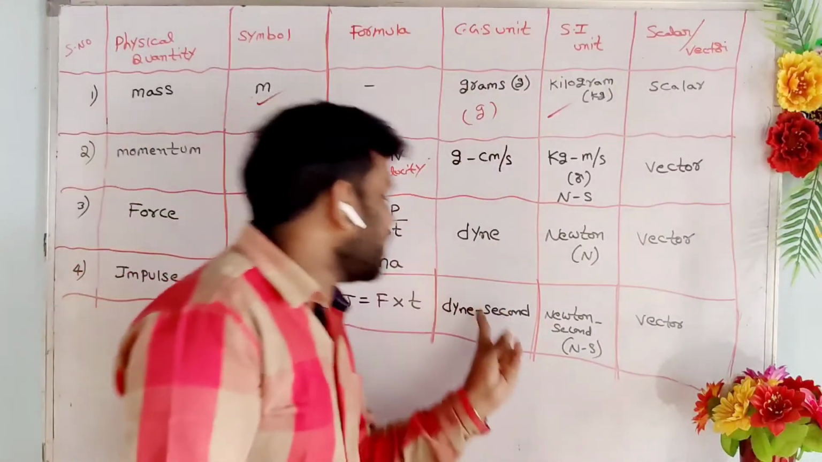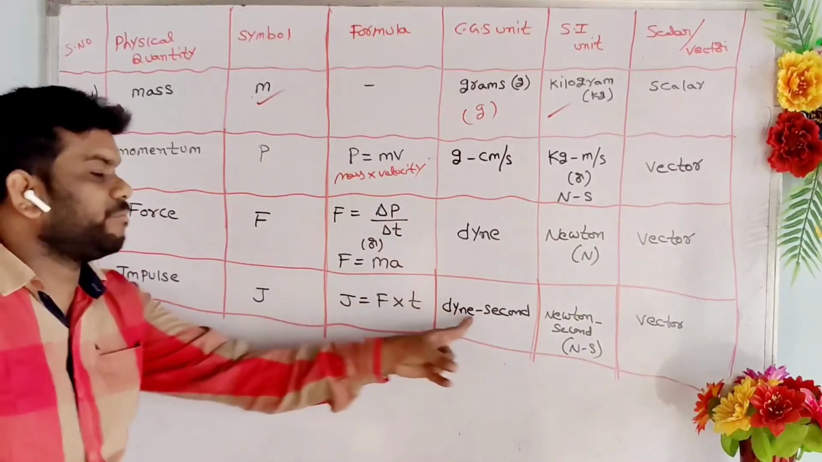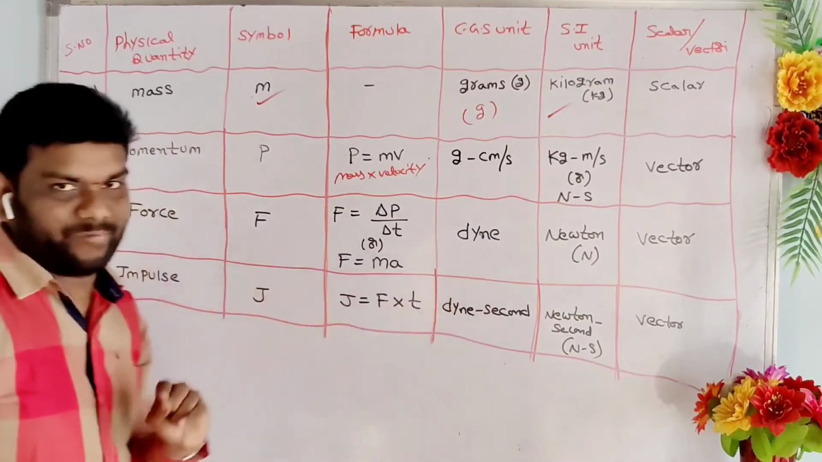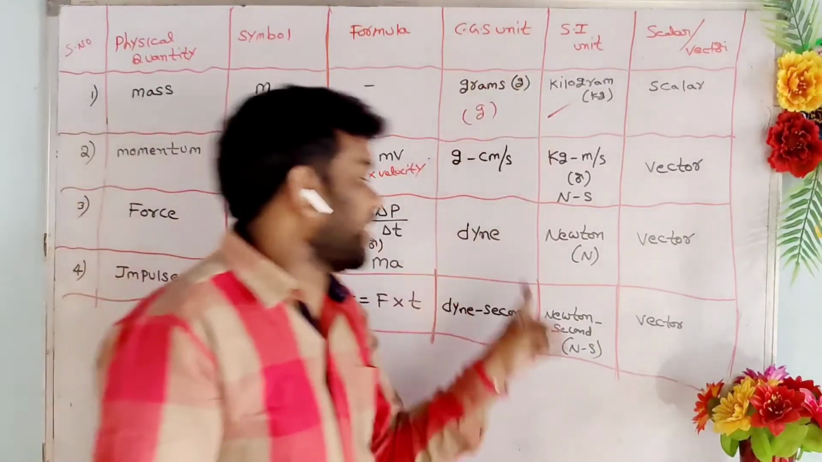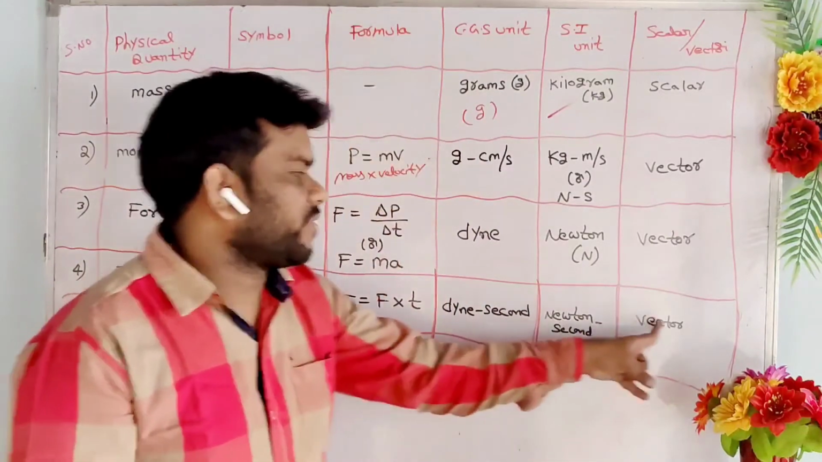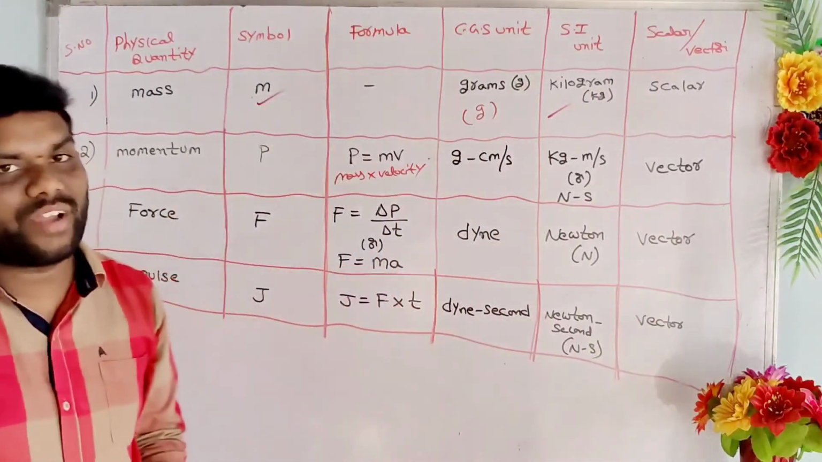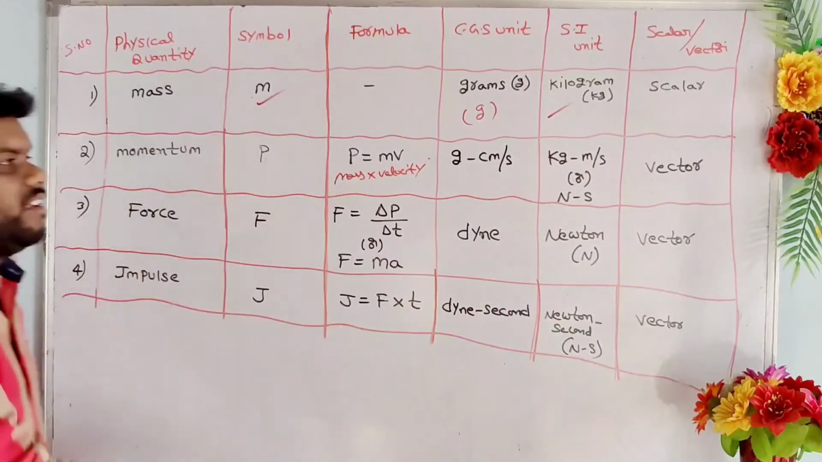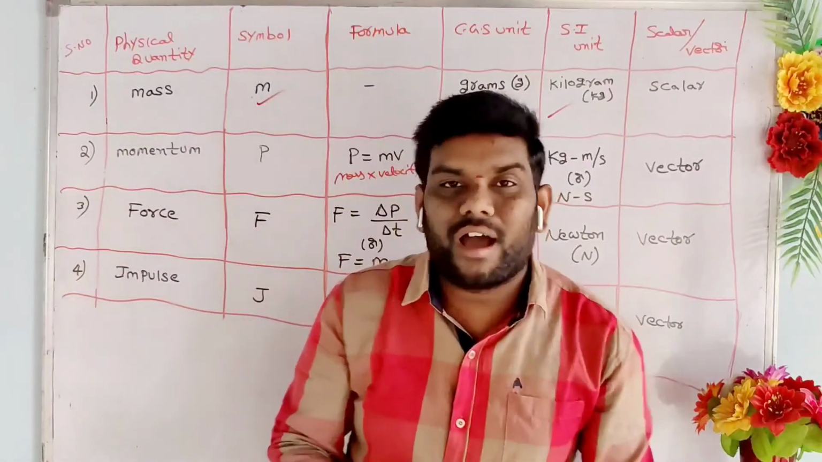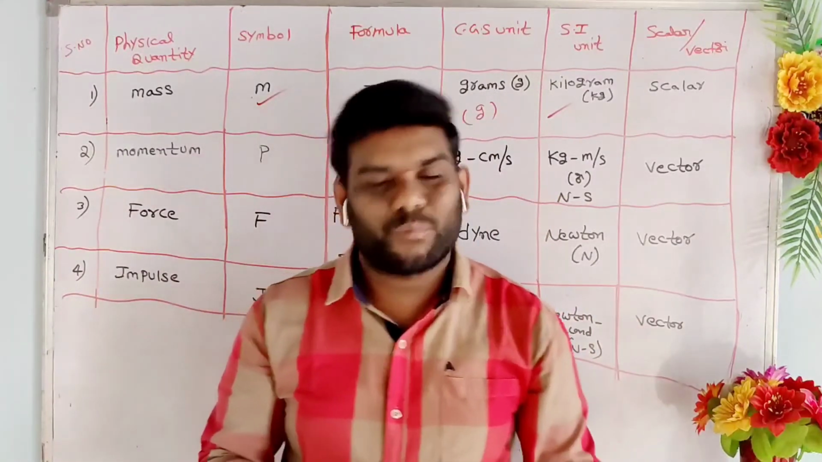So here in the CGS system, the unit is dyne second, because force is measured in dyne and time is in second. In the SI system, force is measured in Newton and time is measured in second. Then finally, it is a vector quantity. So in total, these are the basic formulas and units in the laws of motion.